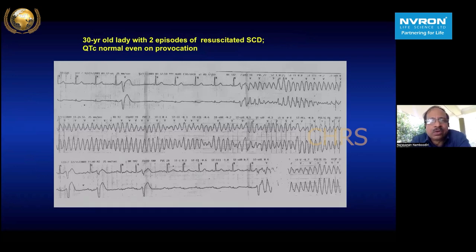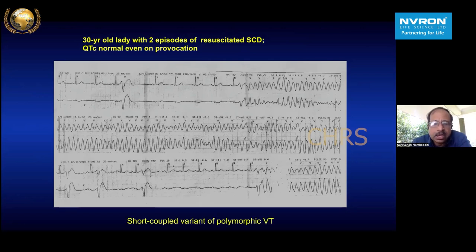Here is a 30-year-old lady with two episodes of resuscitated sudden cardiac death. The QTc was normal even on provocation. That is, these patients come with a structurally normal heart and without any provocation, they develop sudden cardiac arrest. And you document that this rarely happens in short coupled states like this, and your underlying QT is normal even after provocation. It's called short coupled variant of polymorphic VT.